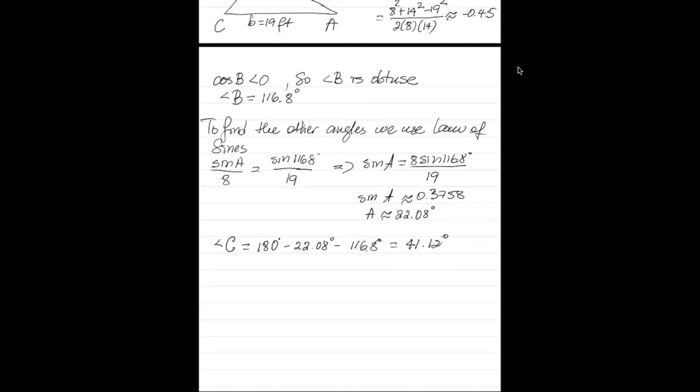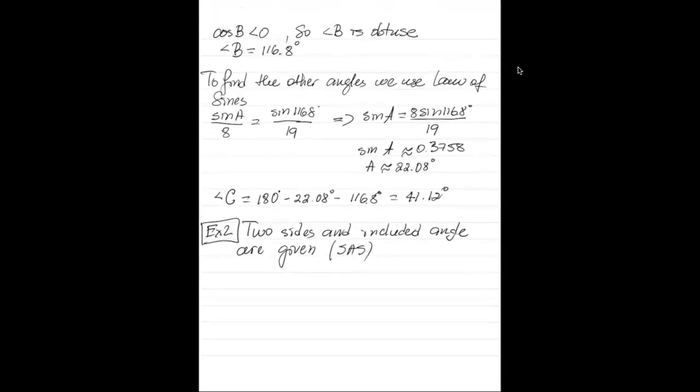So example 2, where two sides and the included angle are given. We call this case side, angle, side. Find the remaining angles and side.